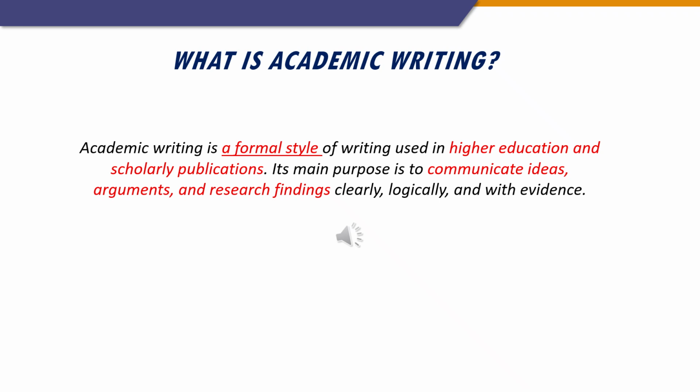Academic writing is a formal style of writing used in higher education and scholarly publications. Its main purpose is to communicate ideas, arguments, and research findings clearly, logically, and with evidence. So academic writing is the kind of writing that is used by lecturers, researchers, and students at the university, and it is used to communicate ideas in an objective and formal way.